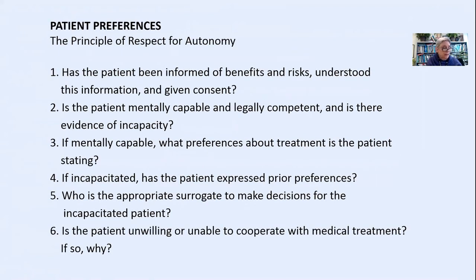In the upper right-hand corner is patient preferences. Has the patient been informed of the benefits, risks? Do they understand? Have they given consent? Is the patient even capable or legally competent? Is there evidence of incapacity? If the patient is medically capable, what are their preferences about treatment? If the patient lacks capacity, has the patient expressed prior preferences? Who is the appropriate surrogate or legally authorized representative to make decisions? Is the patient unwilling or unable to cooperate with the treatment, and if so, why?